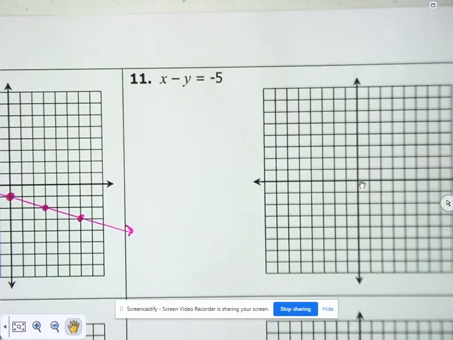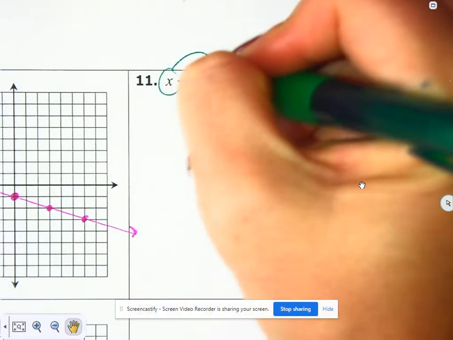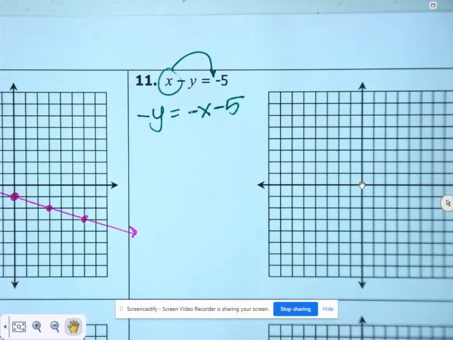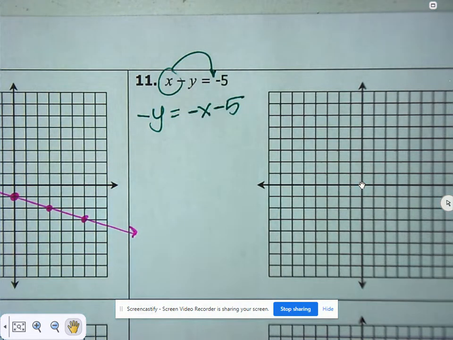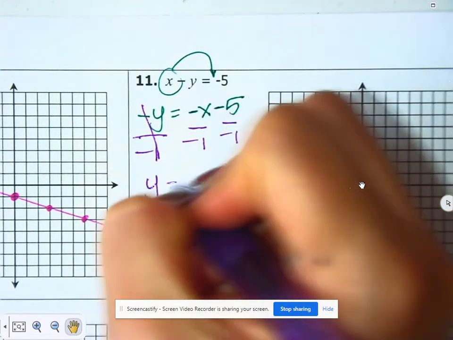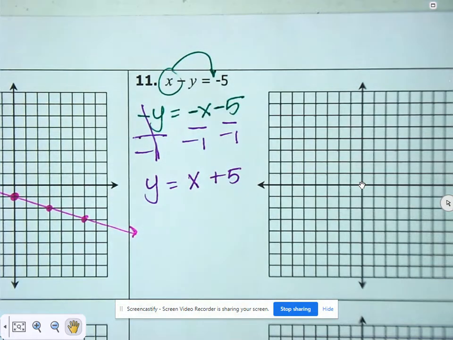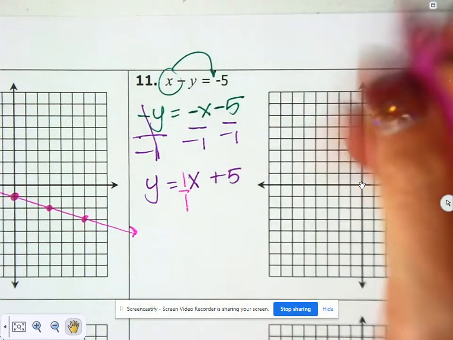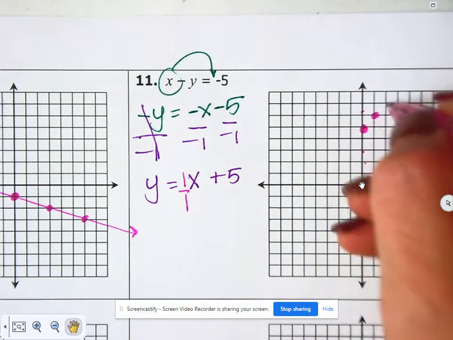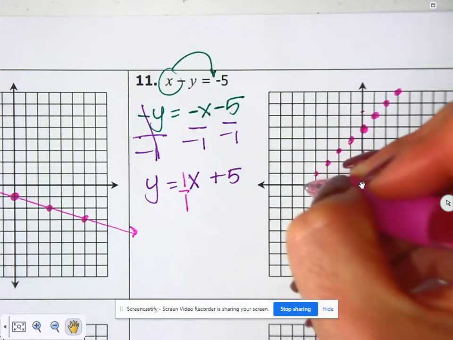But you got to get y by itself first, okay? Same thing here. We're going to move our x, and it's going to become negative. So -y equals -x minus 5. And then we're going to divide everything by, this is an understood -1. So that becomes just positive x and positive 5. So remember, that's an understood 1/1 right here for our slope. So we're going to go up to 5. And we're going to go up 1 and over 1, or down 1 and left 1.